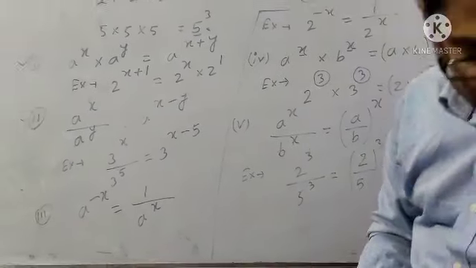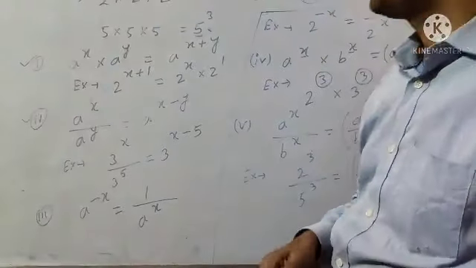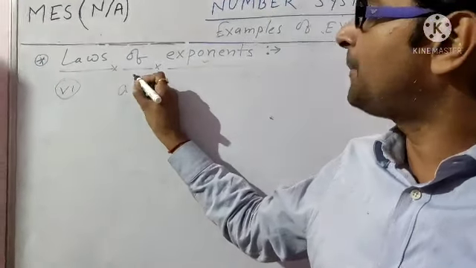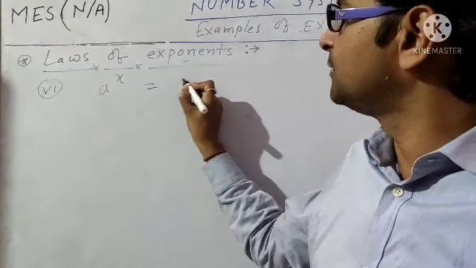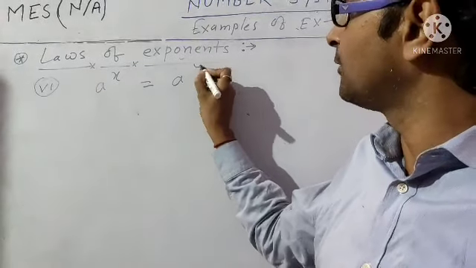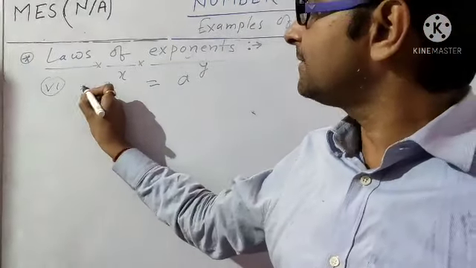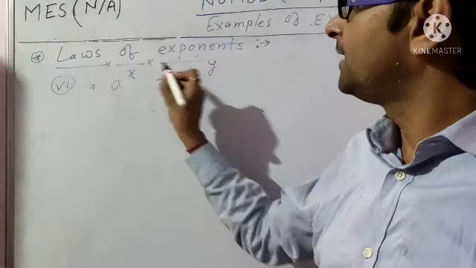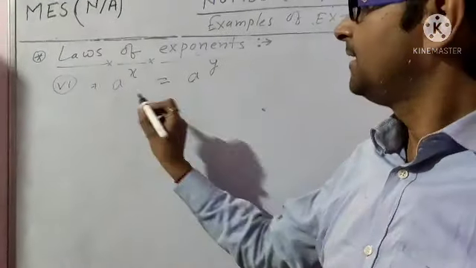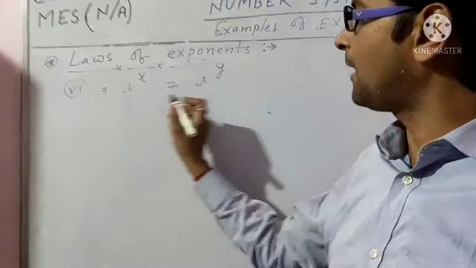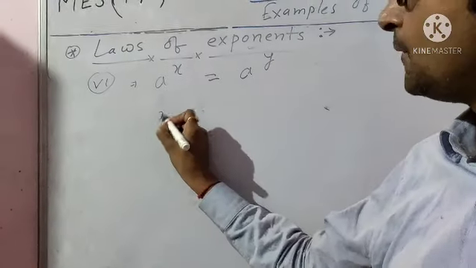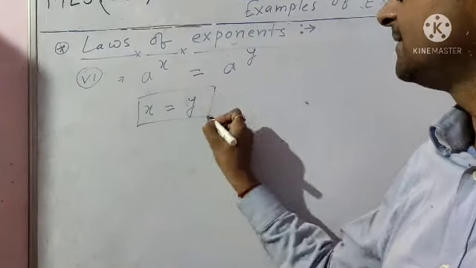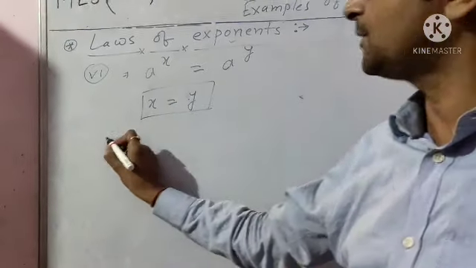Okay, property number 6 is, suppose, student, a to the power x is equal to a to the power y. Okay, in this case, student, bases are equal. If bases are equal, then powers are also equal, so we can write here x is equal to y. This is your condition.